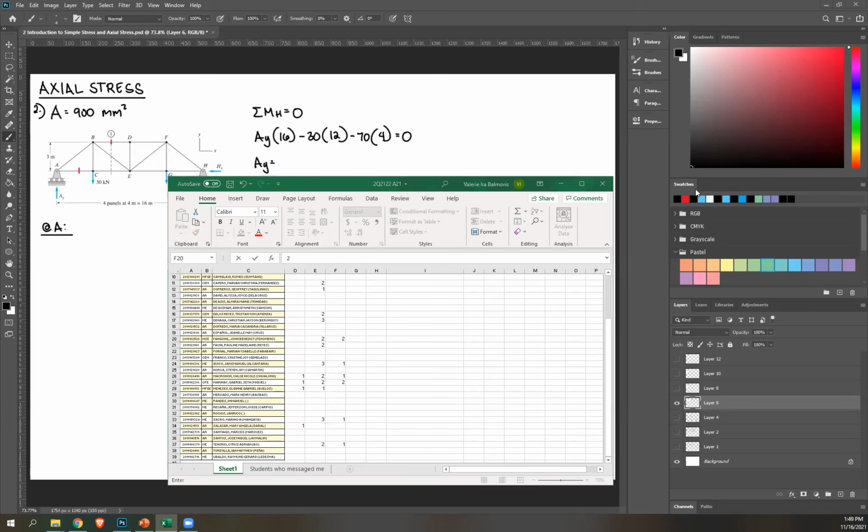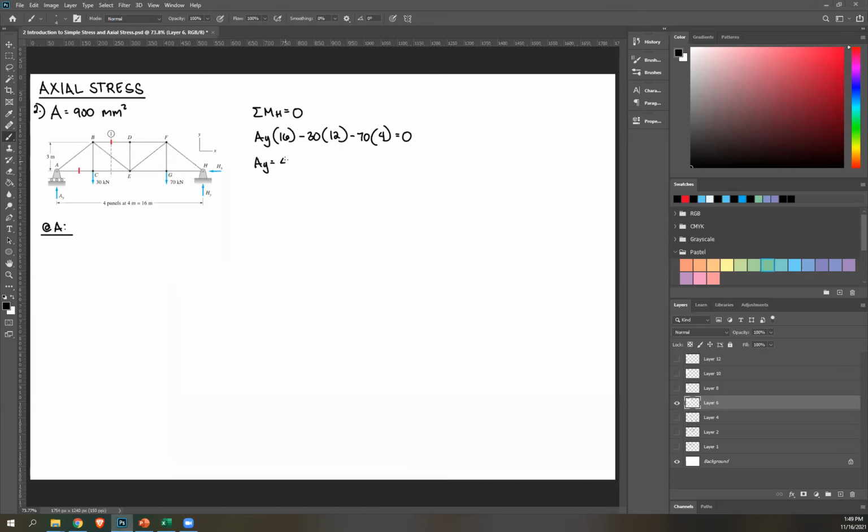It's 40. Positive, therefore correct assumption, it's upward. So 40 kilonewton. And then from that, you can draw your free body diagram. So this is your joint A. I have an upward force here. That's your AY, which is 40. And then draw the line for your members. This is your AB, force AB. And then we have this FAC.